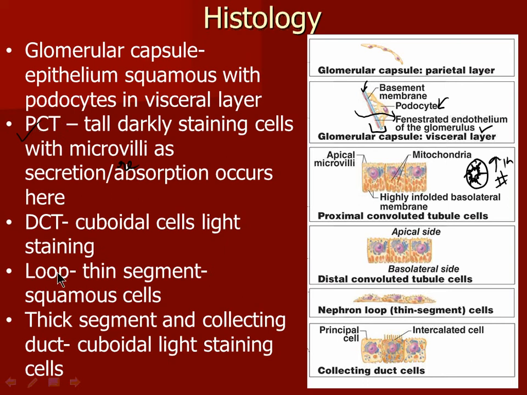When you come to the loops of Henle, the thin segments look very similar to capillaries, only they don't have blood in them. So they have thin squamous cells. The thick segments and collecting ducts look very similar to the distal convoluted tubule, so they have cuboidal cells. You might find they are light staining, and the lumen is much larger. Unless you have a longitudinal section, it might be difficult to tell which is the thick segment and which is the collecting duct.